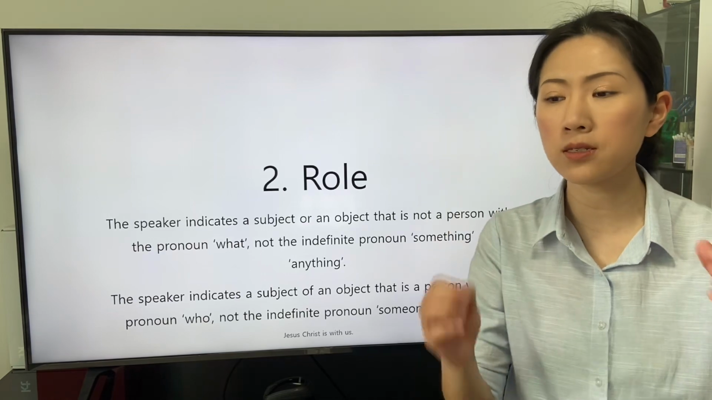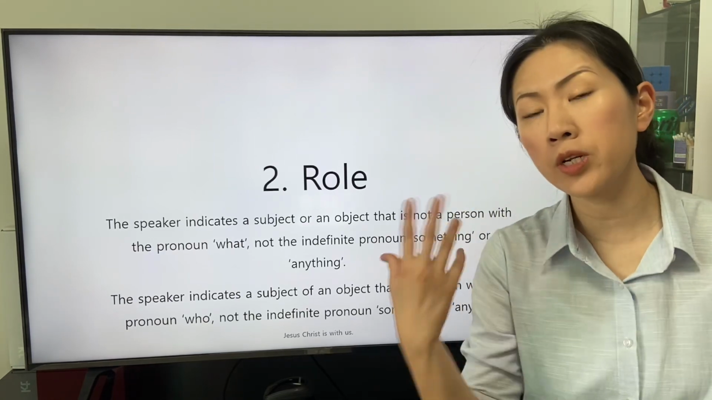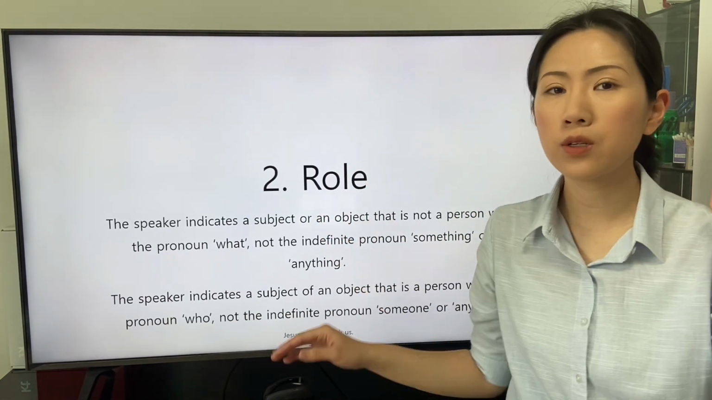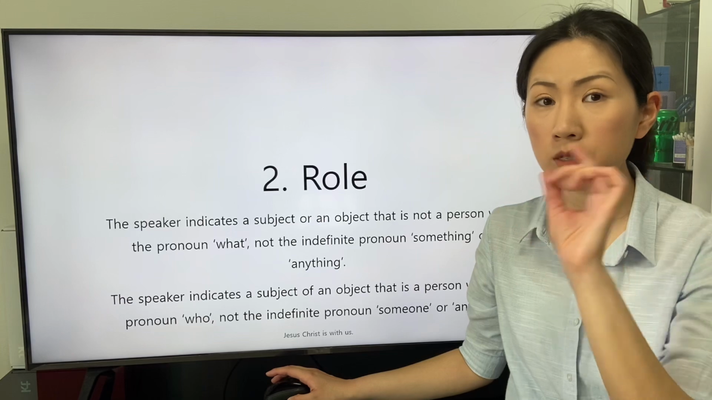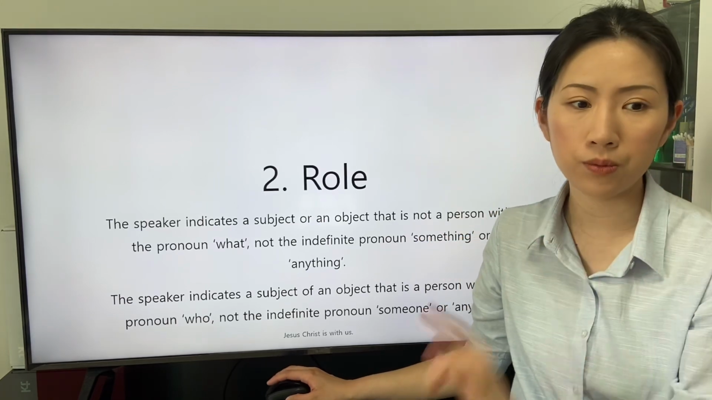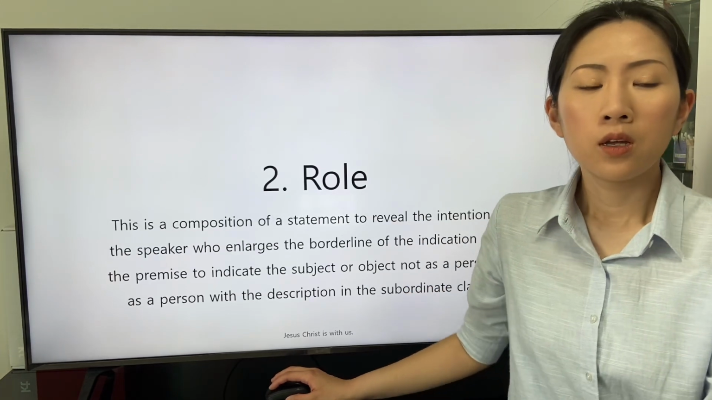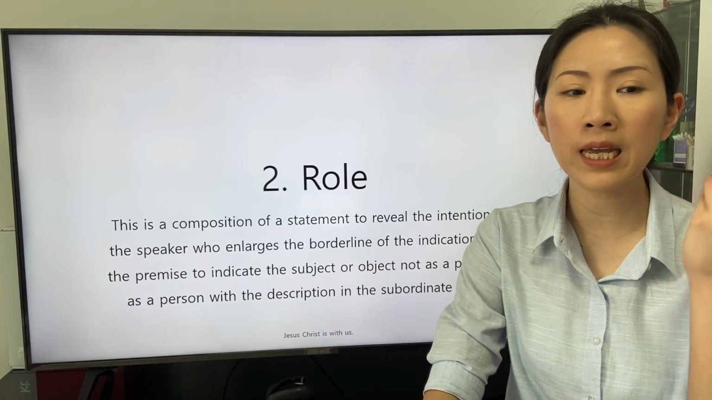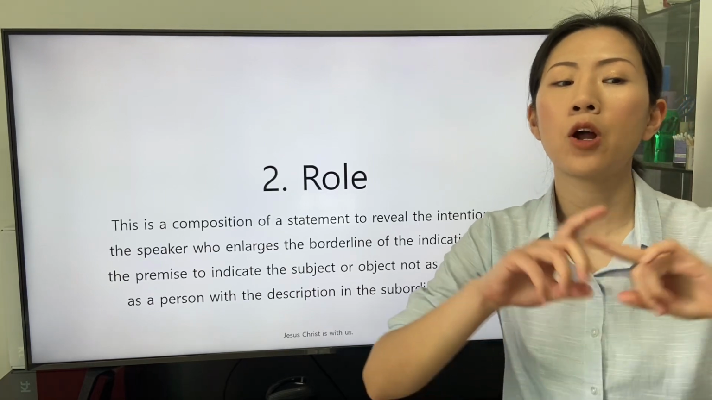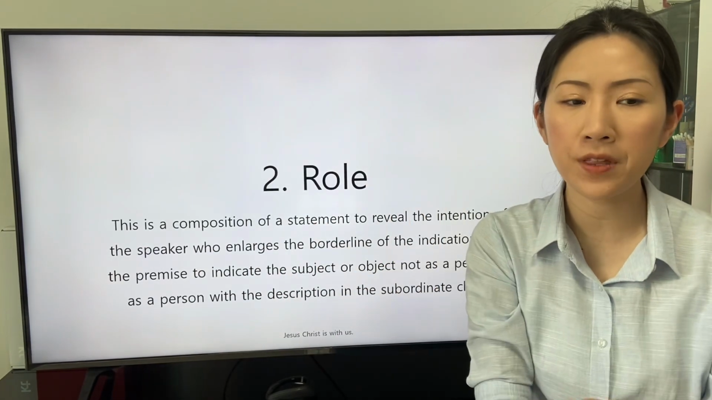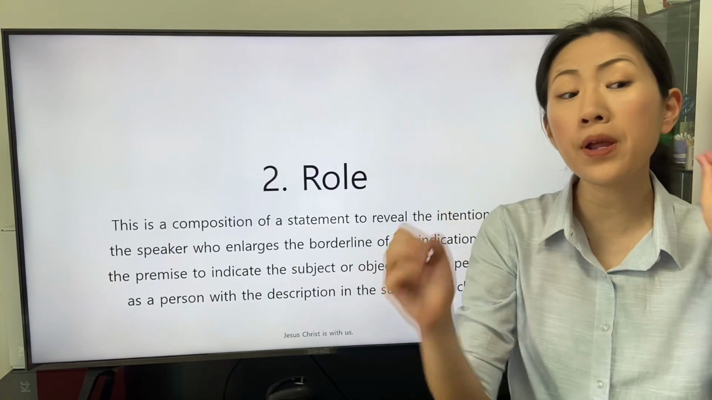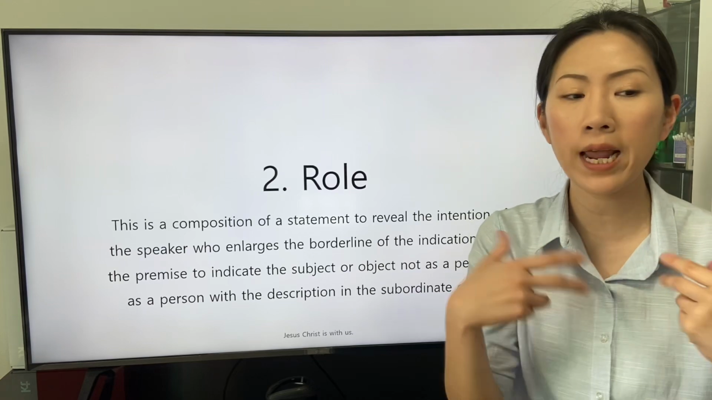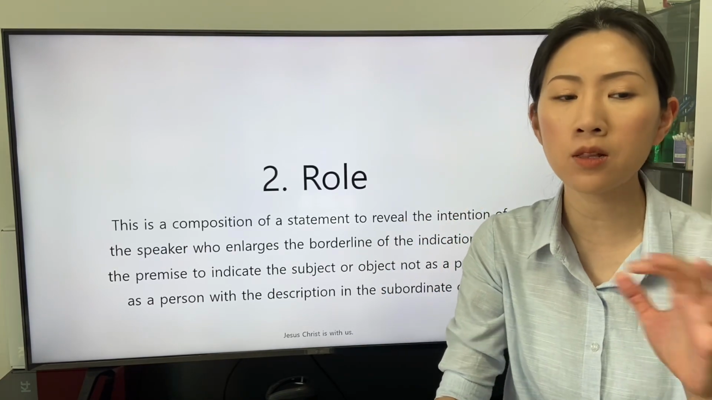The speaker applies the subordinating conjunction who in the sentence. Let's figure out the necessity of the subordinate clause with the subordinating conjunction who as a pronoun. This is a composition of a statement to reveal the intention of the speaker who enlarges the borderline of the indication from the premise to indicate the subject or object, not as a person or as a person, with the description in the subordinate clause.